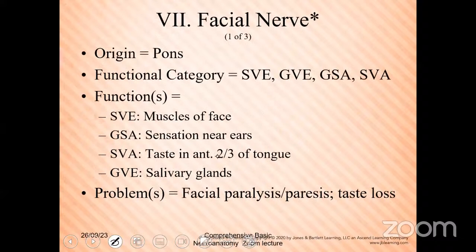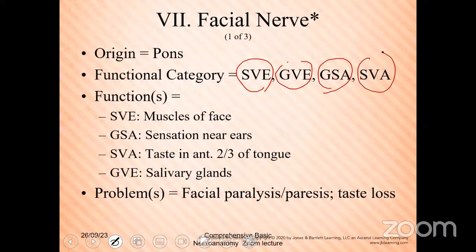Then we go on to the facial nerve. It's a more important nerve. It also originates at the pons. And it has these types of fibers. You can see general visceral efferent, which supply the glands, and special visceral efferents, which supply the muscles. The afferent fibers are general somatic afferents, special afferents, and visceral afferents.